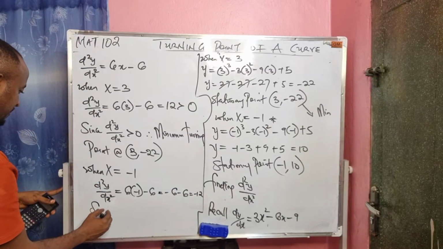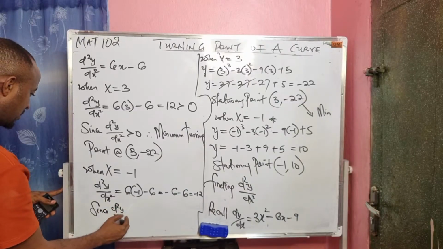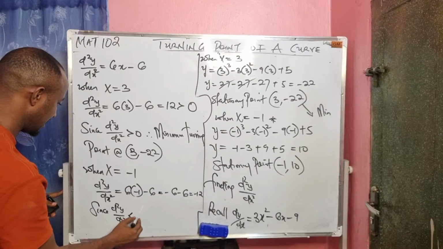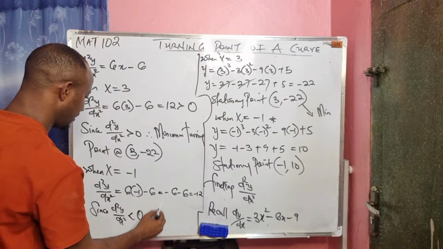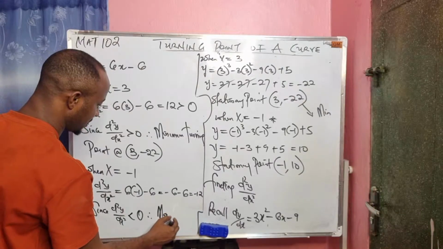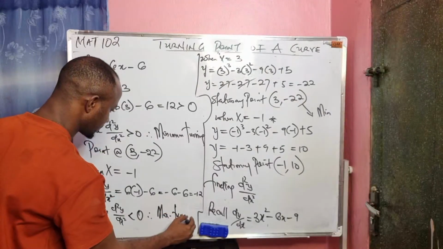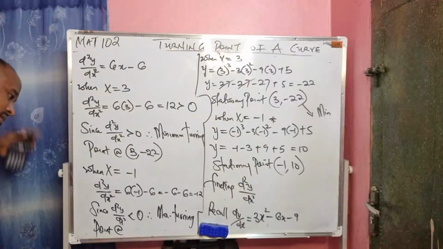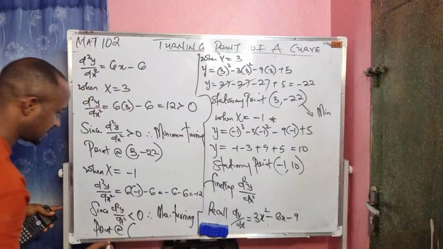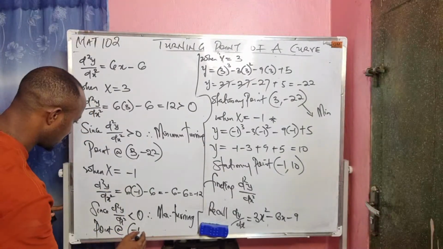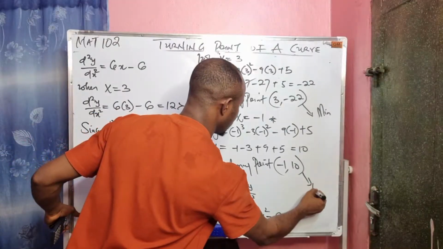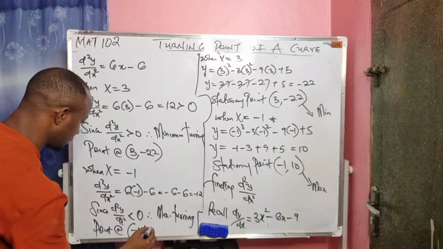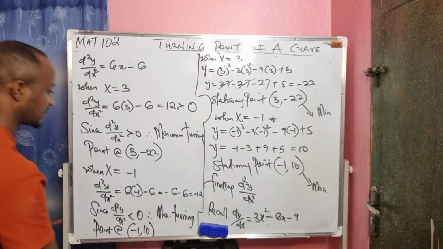So since d²y/dx² is less than 0, therefore we have the maximum turning point at when x is minus 1, comma what? This is my maximum turning point, right? Maximum: minus 1, comma 10. Okay, I think I'm going to stop here.